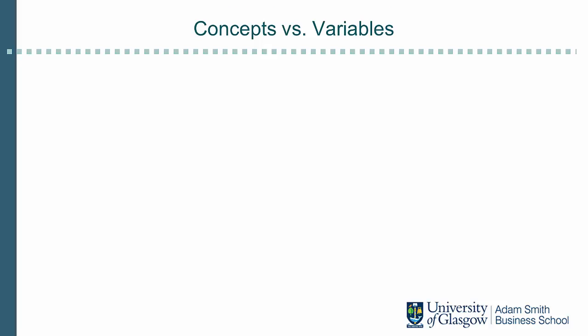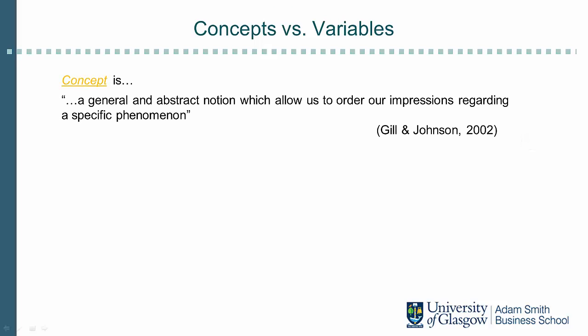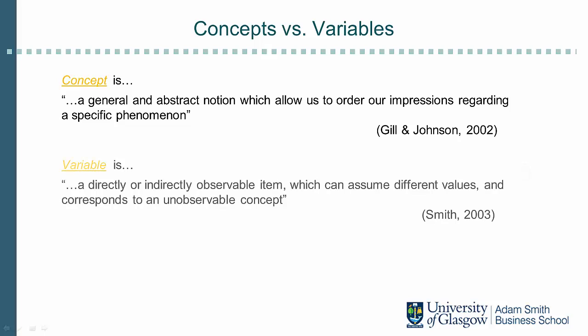Now, we said that concepts are abstract. In other words, that you cannot directly visualize reward values. It is a general and abstract notion allowing us to order impressions, allowing us to isolate that phenomenon from the general environment in which we observe it. Now, a variable, this is where variables become very useful, because variables make that concept observable.